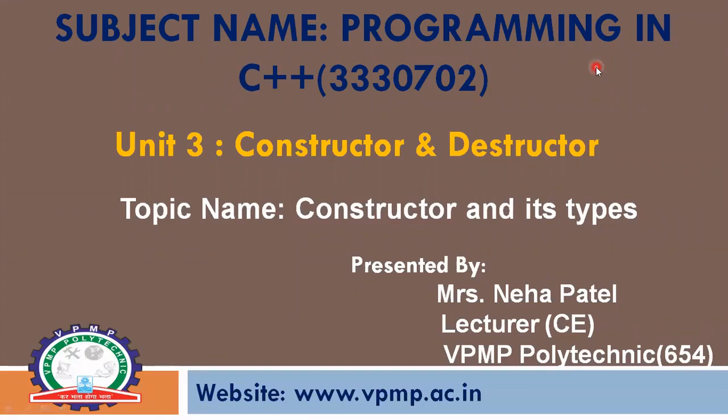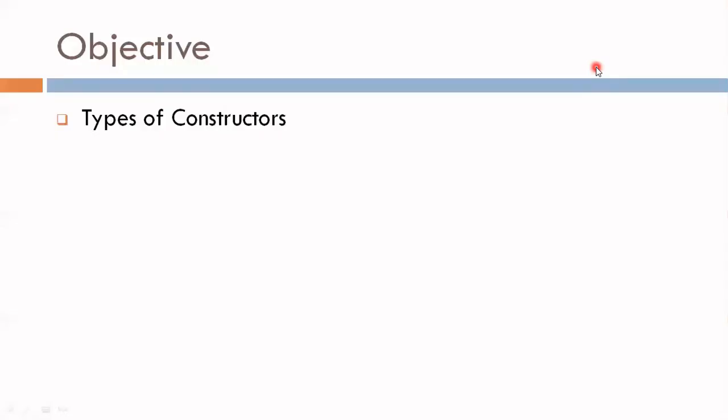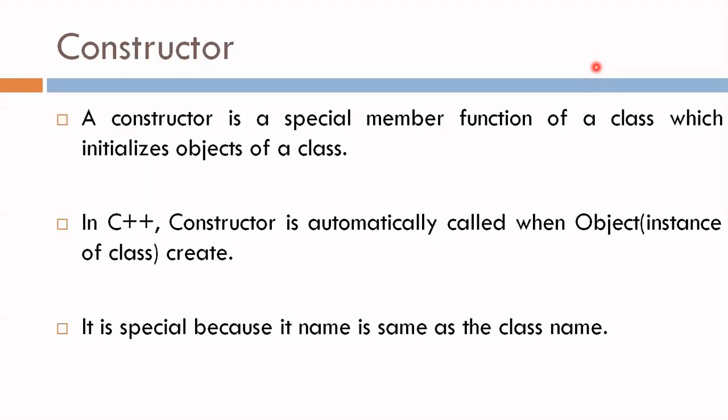My today's session is on unit 3, constructors and destructors, and the topic is types of constructors. So the objective of today's session is to know about the different types of constructors. Let's see what a constructor is. It is a special member function of a class and it is used to initialize the object of a class. It is known as a special member function because its name is the same as the class name.